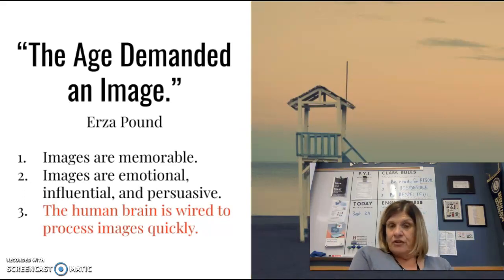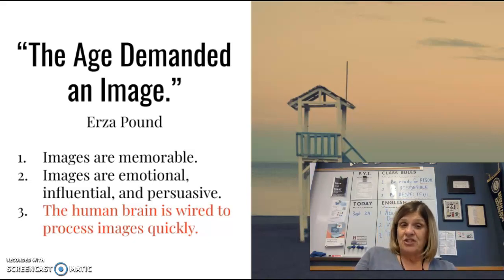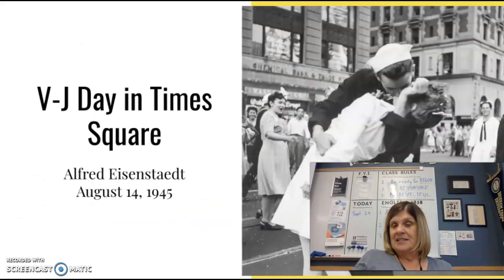The third reason why pictures are important is that the human brain is wired to process images quickly. So we can learn so much about the content and context of situation from a picture a lot faster than we can words from text. So here is an example of that.